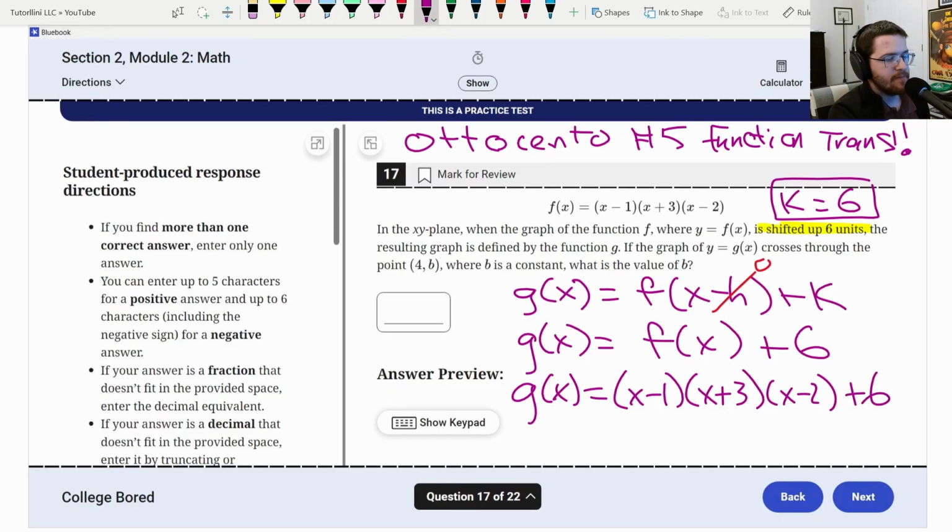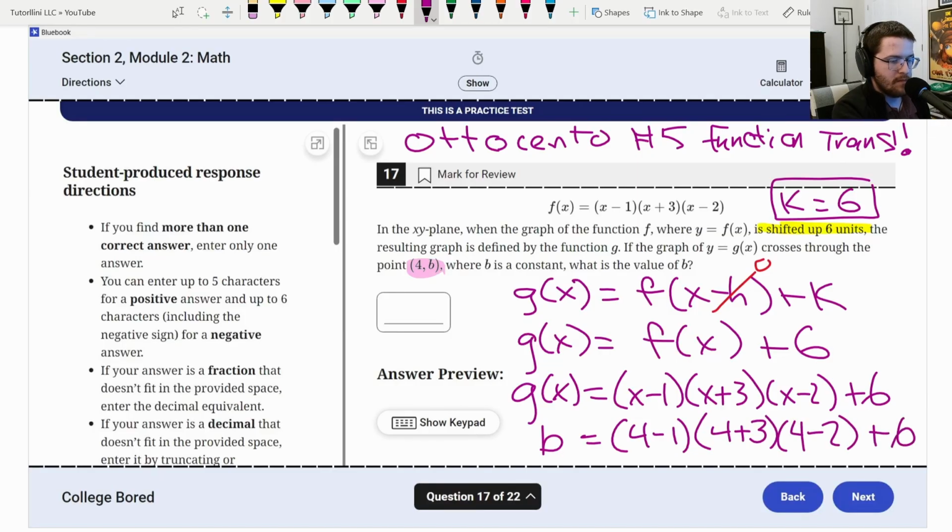And the question says 4 comma b is the point. So we're going to plug in 4 comma b. So b is the y, and 4 is the x. We can now just put this in a calculator, and you should get b equals 48. And that is the answer. We can do the bulk of this problem on Desmos, so let's go do that now.